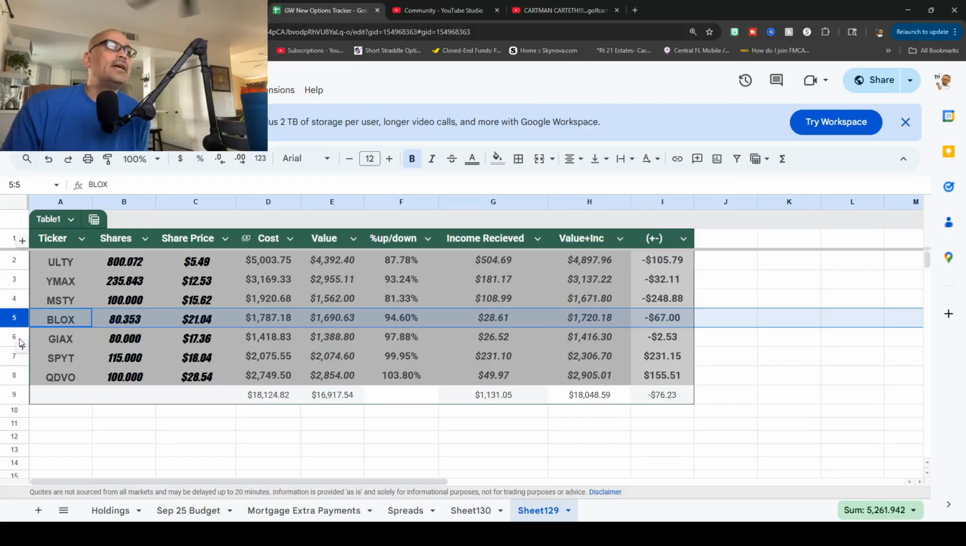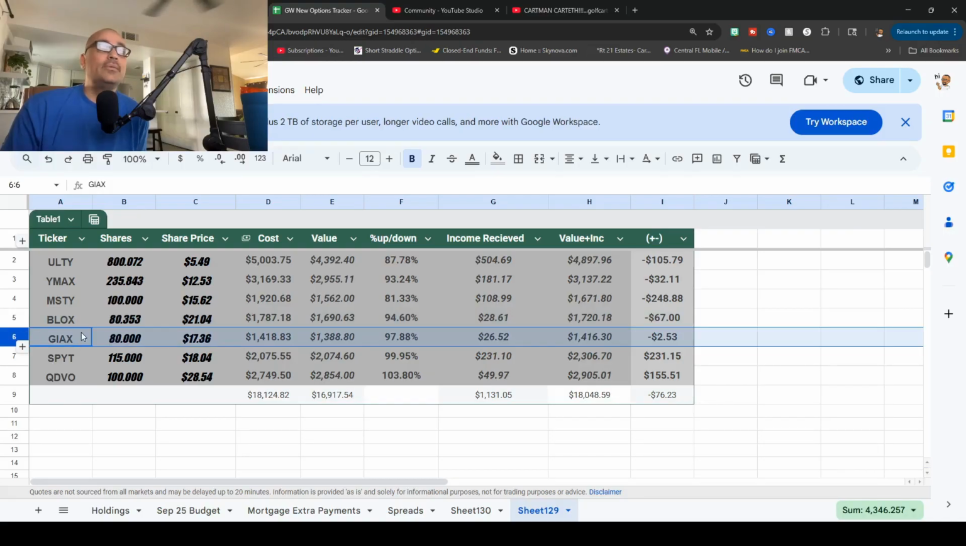The last three are somewhat traditional covered call funds, lower yielding, but you'll see they do quite a bit better. GIAX has a yield of about 20%. I have 80 shares, cost basis of $1,419. Value is $1,389. So it's down a couple percent. We received $26.52. Value plus income, total return $1,416. So we're only down $2.53 there.